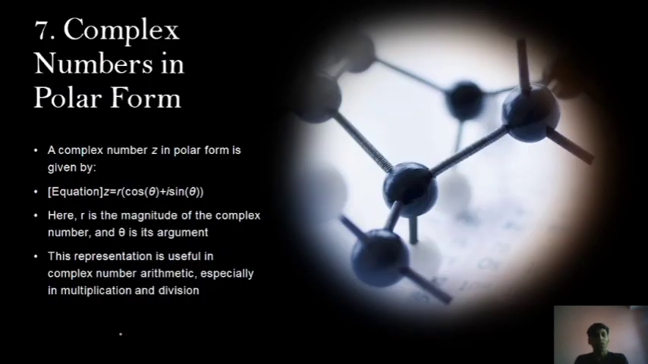Seventh one, complex numbers in polar form. A complex number z in polar form is given by the equation z equals r(cos theta plus i sin theta). Here r is the magnitude of the complex number and theta is the argument.